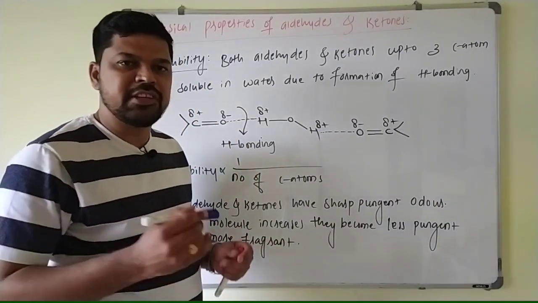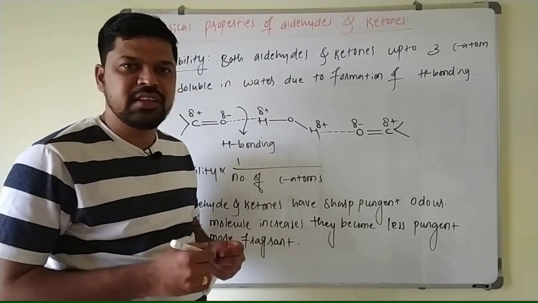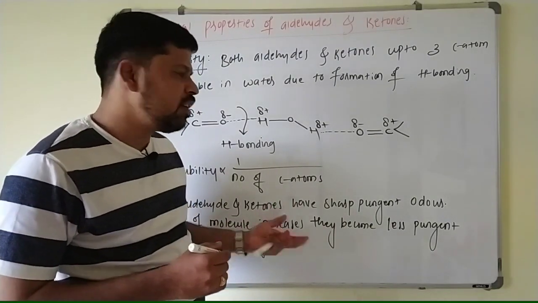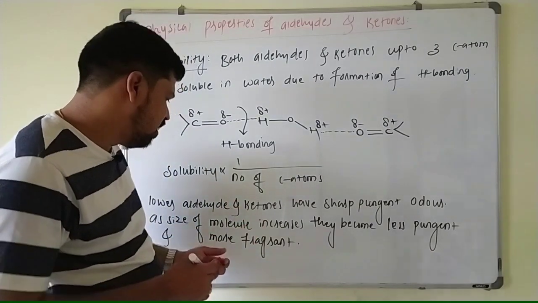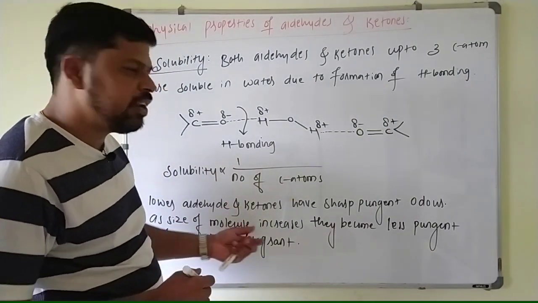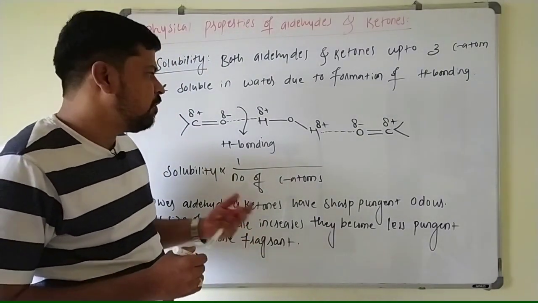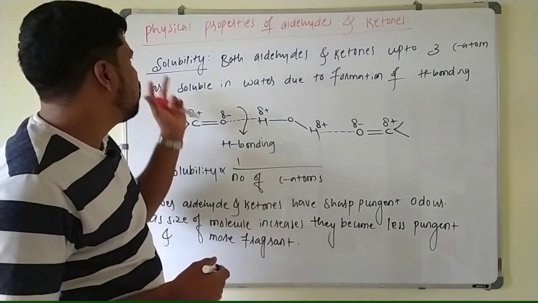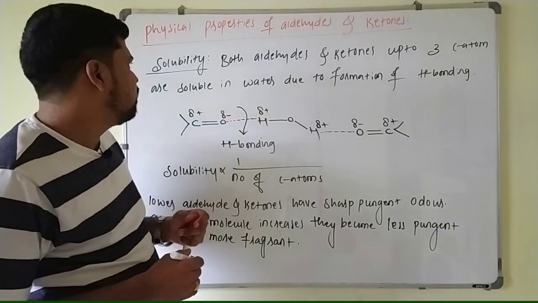And these naturally occurring aldehydes and ketones are used in the flavoring agents and in the perfumes because they have a good fragrance here. That's why they are used in what? Perfumes as well as in the flavoring agents. Okay, this is about the solubility of the aldehydes and ketones.